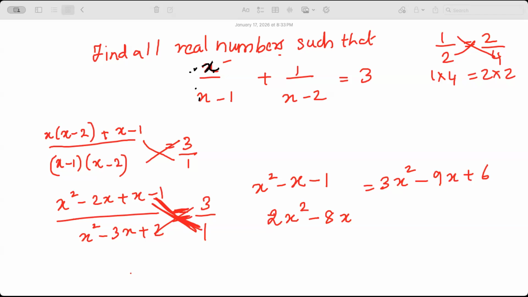Okay. So this is 2x square minus 8x, then plus 7 equal to 0. And then you want me to find roots? Yeah, we are on the right path. Wow, good. Yes, find the roots. That's it. I said my answer, Miss Priya.